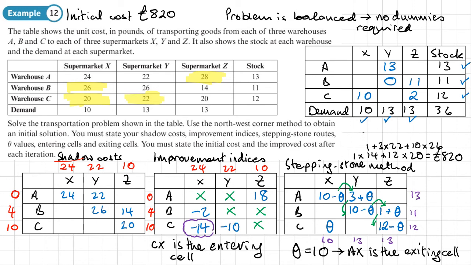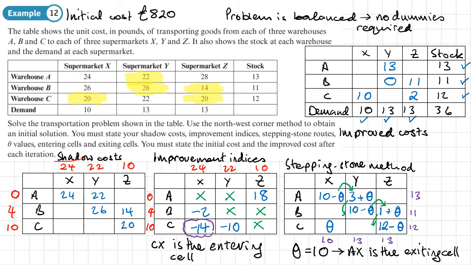Now, we know that this is not an optimal solution because, and I have mentioned it before, we have negative improvement indices. So we know it's not an optimal solution. So here we will calculate our improved costs. And let's do that now. So the cells that I have highlighted, let's just change those to the ones that we're actually using.